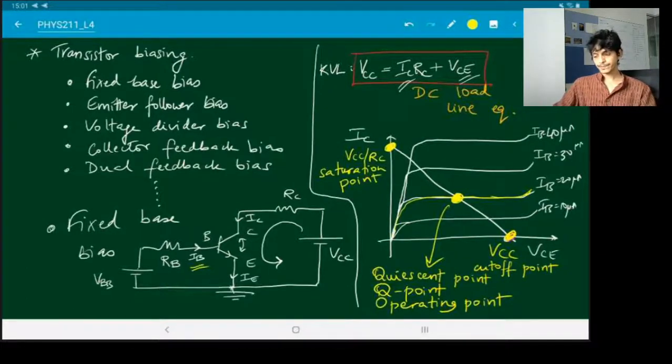So whenever I have a transistorized circuit, in this case I'm looking at a transistorized circuit in the common emitter mode and with fixed base biasing, here is how you will decide what the DC load line equation is. You'll get the equation for the line, and then you will choose what the value of IB is. And from these two, you will find out what is your operating point or Q point.